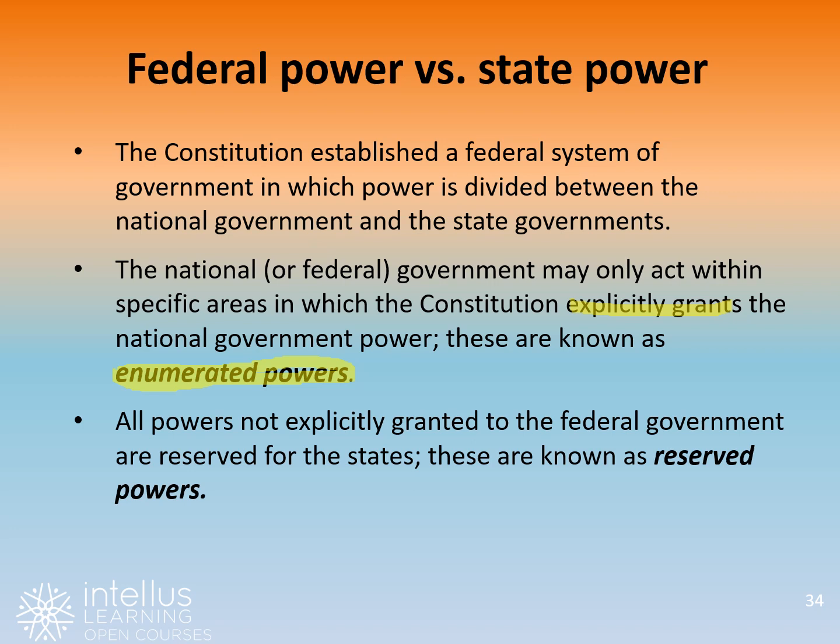So think back Article 1, 2, and 3. Those lay out enumerated powers. All right? All powers not explicitly granted to the federal government are reserved to the states. And these are known as reserved powers. So you have enumerated powers and you have reserved powers. All right? Reserved powers are those that are not laid out or expressly stated in the U.S. Constitution.